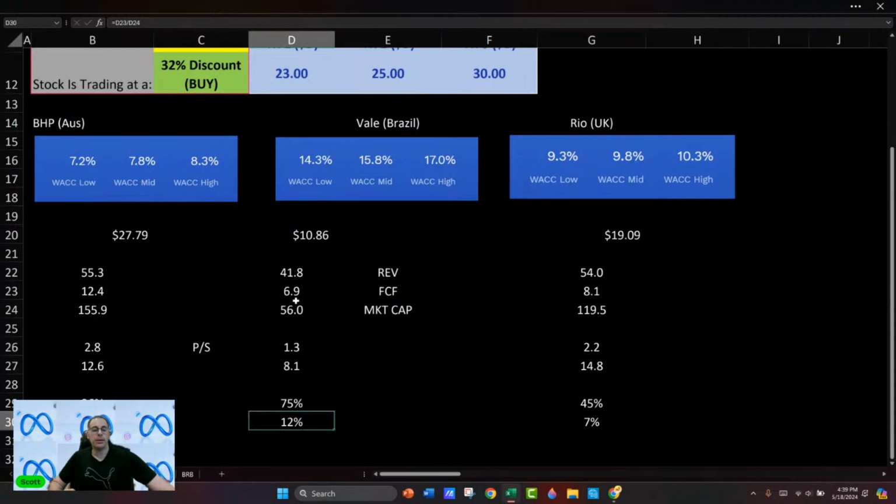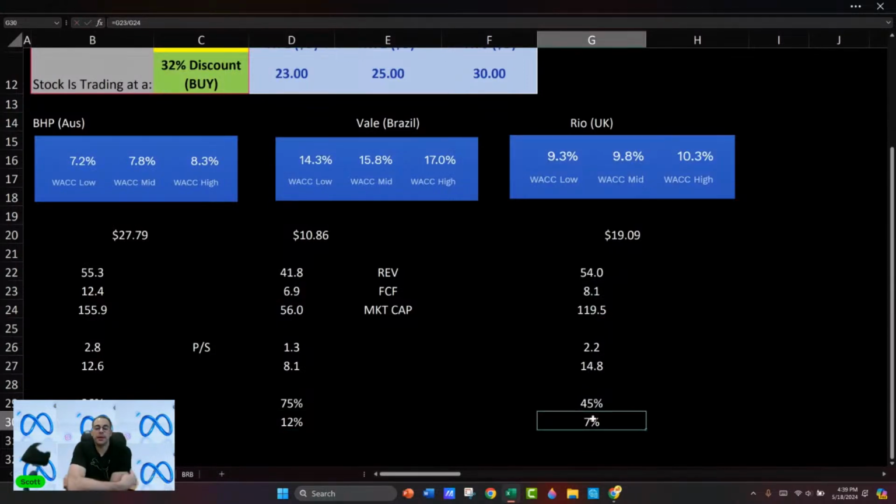Their free cash flow is 12% of their market cap. It's almost twice as good as these others. Rio is only 7%. Free cash flow is 7% of their market cap.